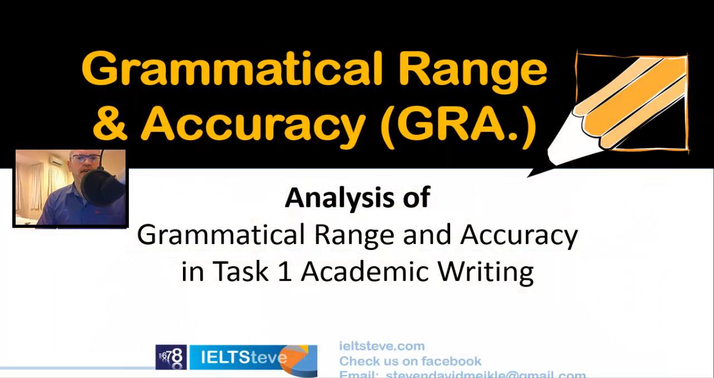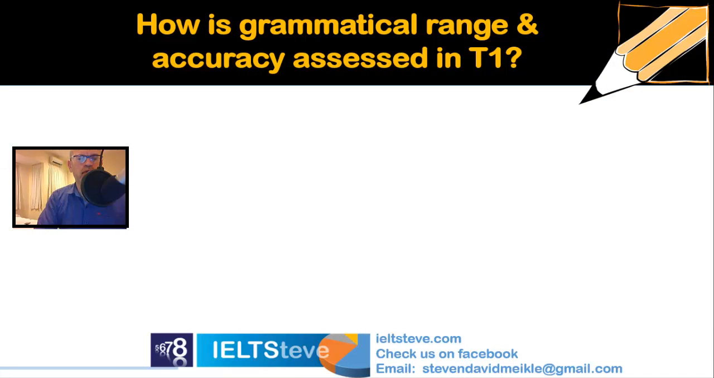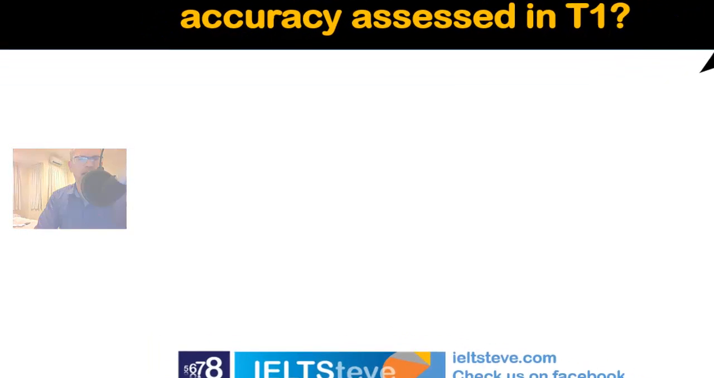Let's talk about grammatical range and accuracy. Now notice there's two words there, range and accuracy. It's not just grammar. You might see it referred to as GRA for abbreviation here. So now we're going to analyze grammatical range and accuracy in Task 1 academic writing. So first of all, important question for you. How is grammatical range and accuracy assessed in Task 1 IELTS?